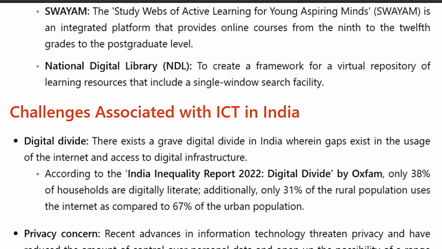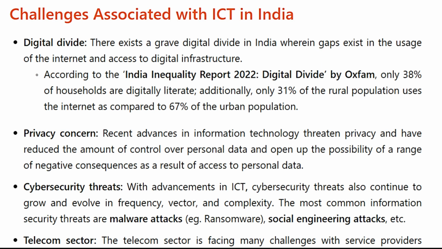Privacy concerns. Recent advances in information technology threaten privacy and have reduced the amount of control over personal data and open up the possibility of a range of negative consequences as a result of access to personal data. Cybersecurity threats. With advancement in ICT, cybersecurity threats also continue to grow and evolve in frequency, vector, and complexity. The most common information security threats are malware attacks, for example ransomware, social engineering attacks, etc.